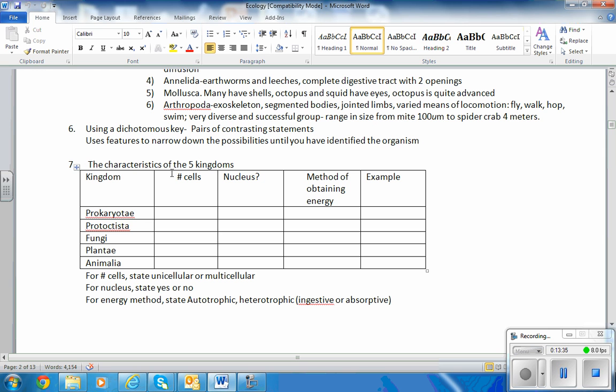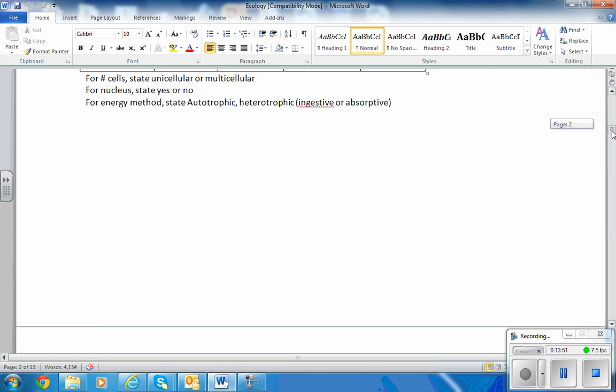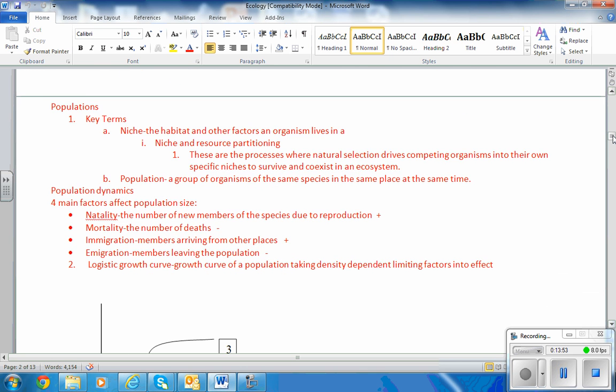All right, so I want you guys to try to fill out this chart based off of what you know about prokaryotes and protists and fungi and plants and animals, and see if you can kind of figure out how to fill in this chart here. Okay, and then let me see if there's anything I want to cover immediately. Okay, so that's pretty much it for the animal kingdoms.